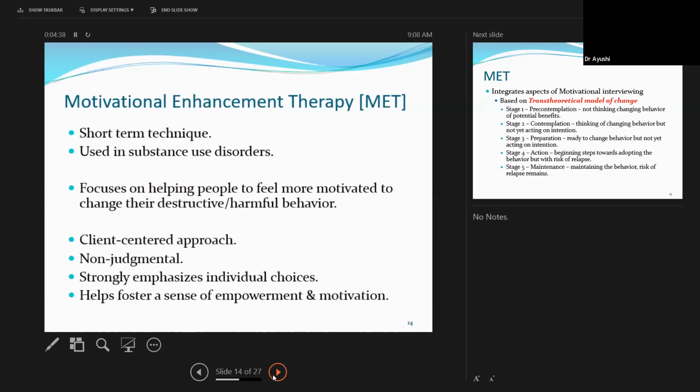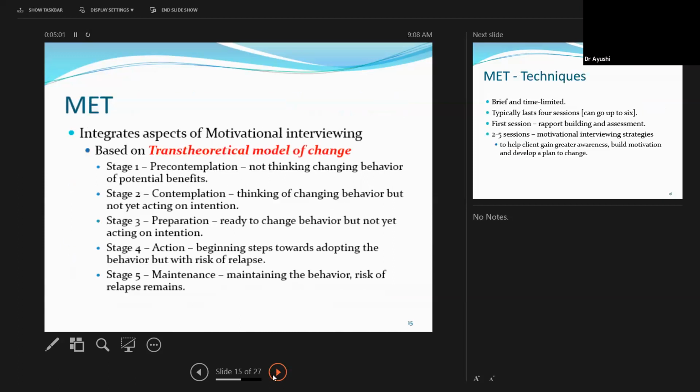Then we come to the motivational enhancement theory. It is a short-term technique used in substance use disorders. It focuses on helping people to feel more motivated to change their destructive or harmful behavior. It is a client-centered approach. It is non-judgmental. It strongly emphasizes individual choices. It helps foster a sense of empowerment and motivation.